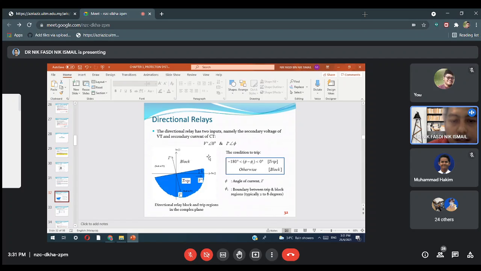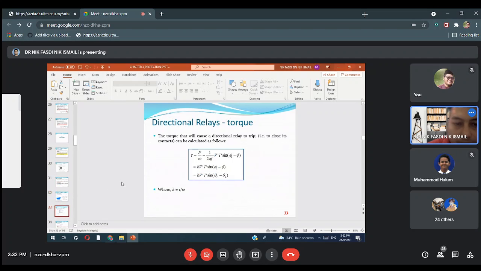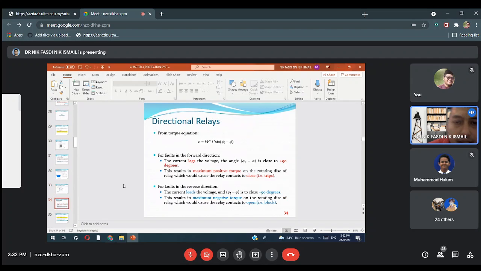So this is the block region. Satu dia block kat atas. Satu dia trip region. Maksudnya kat sini directional relay will trip whenever the fault current ataupun I prime ni, secondary CT current ni lies berada in this region sebab dia directional. Kalau kat sini dia tak akan operate so that this is the meaning of the directional.